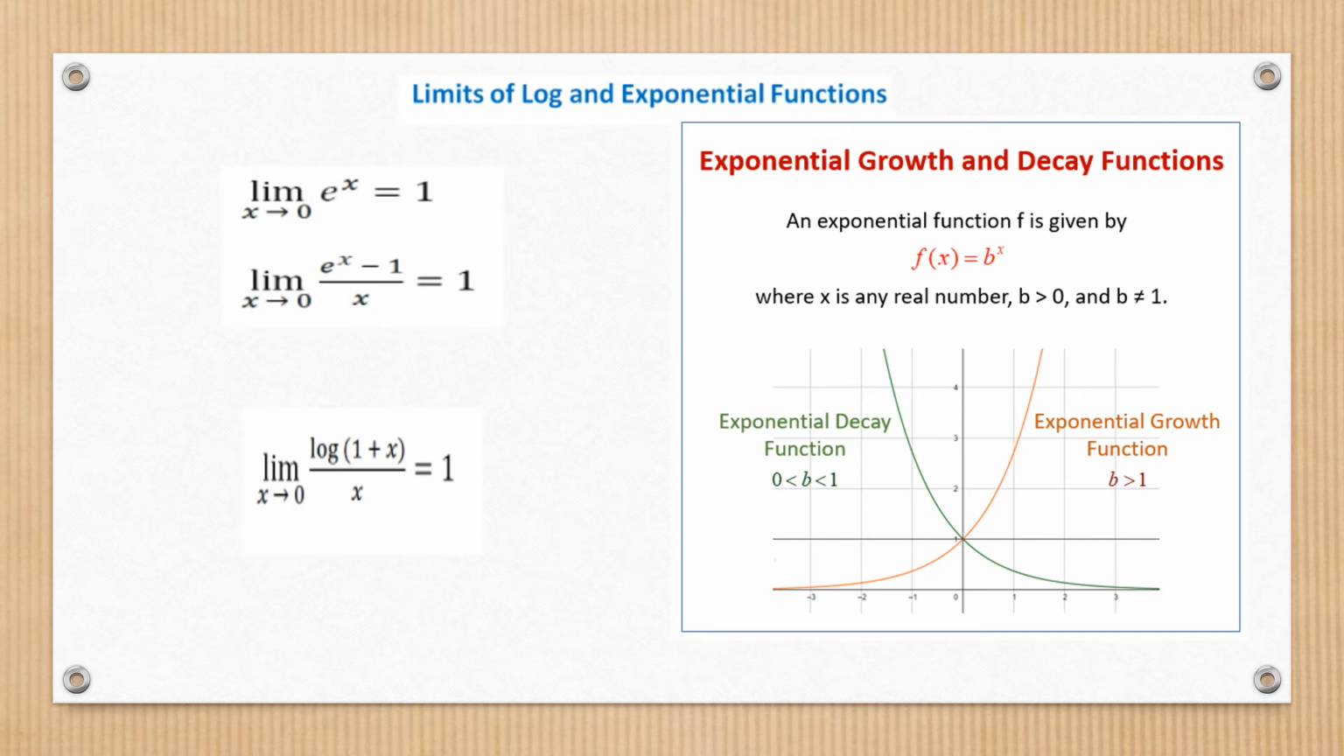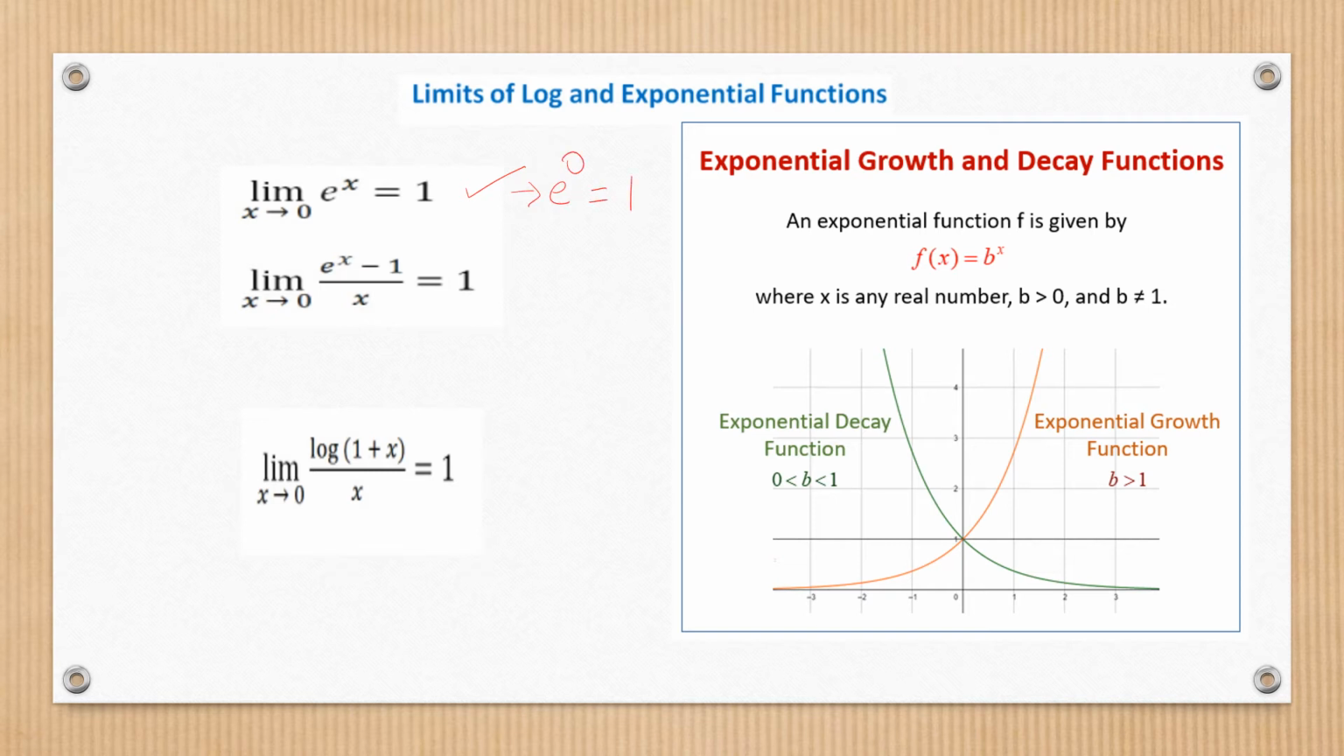Now here in this topic we are going to study limits of logarithmic and exponential functions. Okay, so the very first result is very simple: limit x approaches 0 of e raised to power x. We can directly put the limit as e raised to power 0, and the answer will be 1. Anything raised to power 0 is 1.